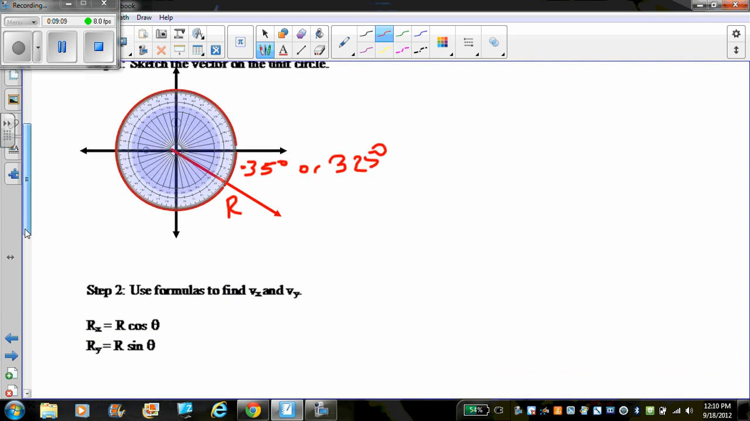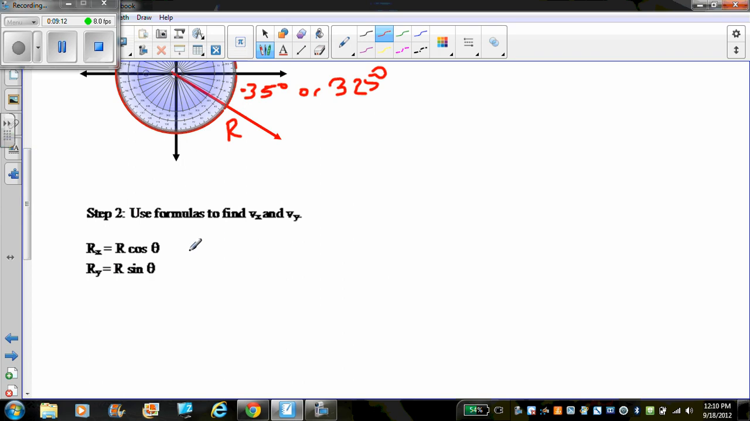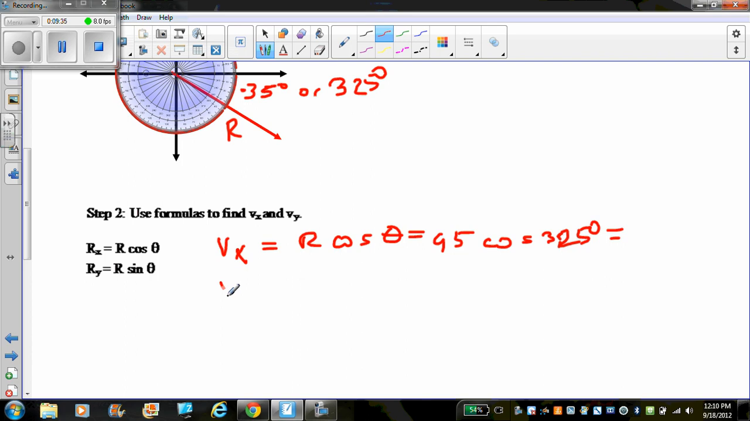Now I'm going to plug those values in to find the components. For Vx equals r cosine theta, for my values, I would have 95 times the cosine of 325. And for Vy, I would have r sine theta, or 95 times the sine of 325. Sorry about my handwriting there.